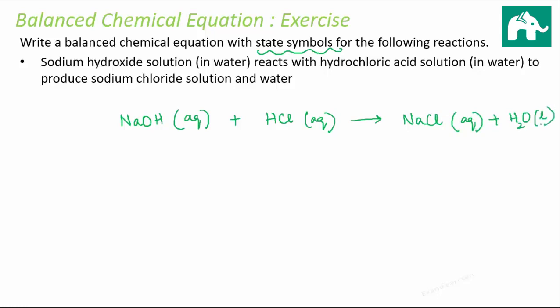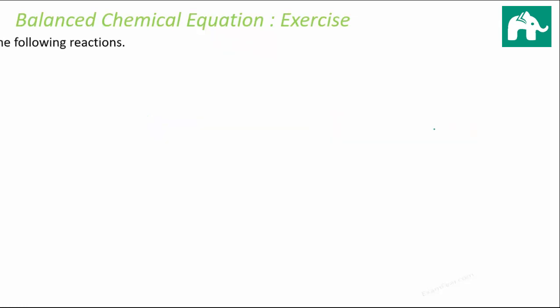So we have mentioned the state symbols, and now all that we need to do is balance it. If you look at the balancing, sodium is already balanced. Oxygen is 1 on this side, 1 on this side, so oxygen is also balanced. Hydrogen is 2 on this side and 2 on this side, so hydrogen is also balanced. Chlorine 1, 1, so chlorine is also balanced. So this one is a balanced chemical equation with state symbols. Let's look at the next one.